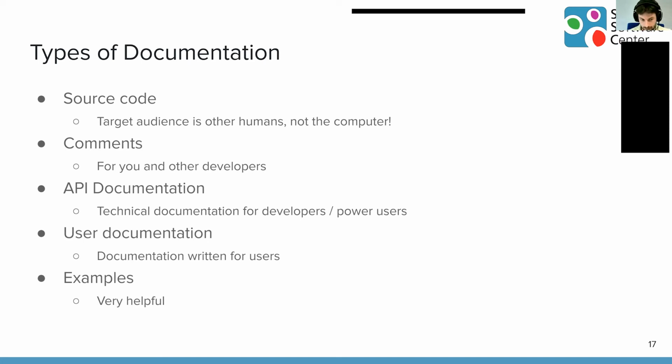The first one will be just adding comments to the source code, for you and other developers to read. Then there might be API documentation, so application programming interface, describing how your function or library can interact with other pieces of software. So this is typically aimed at developers or power users. Then there's traditional user documentation, where you write documentation for your users. And for both the user documentation and the API documentation, I find that including examples is really very helpful.